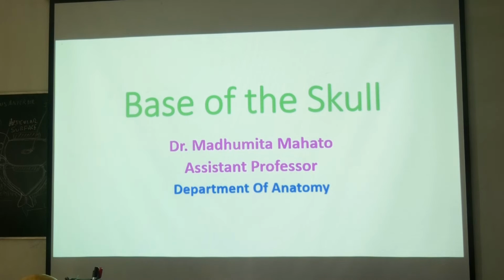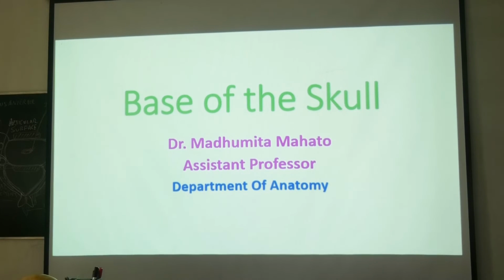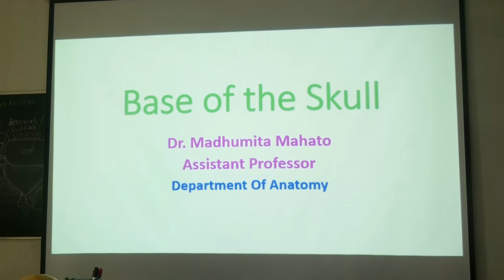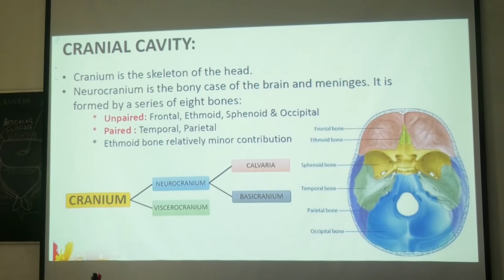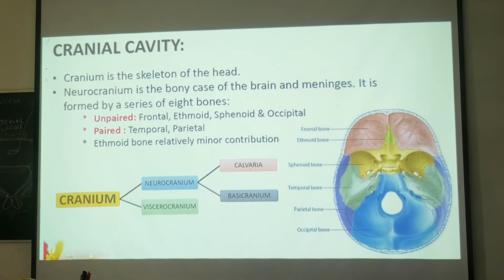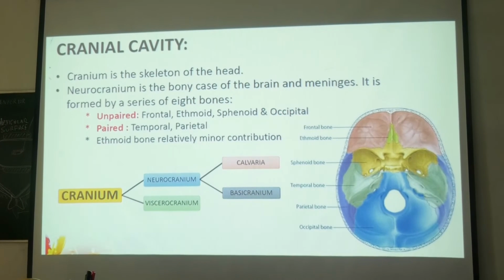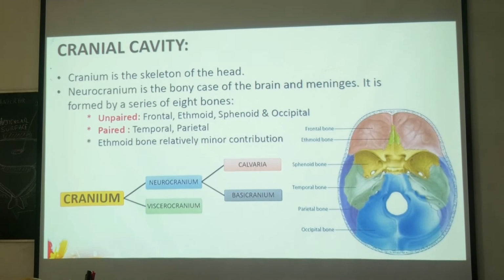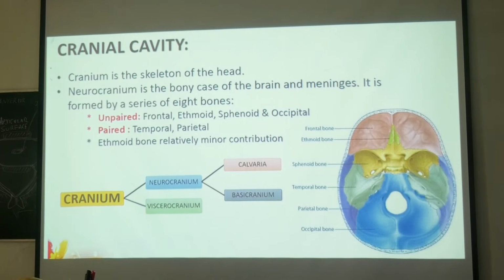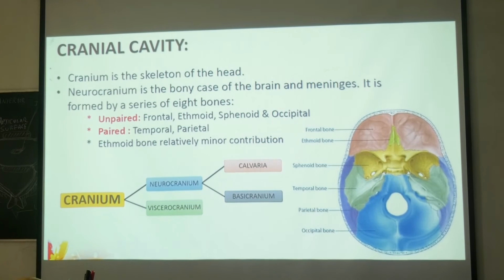So today's topic is the interior of the cranium, okay, base of the skull mainly. We will discuss the three cranial fossae: anterior, middle and posterior cranial fossae, okay. So the cranium is the skeleton of the head, and the neurocranium is the bony case of the brain and meninges. It is formed by a series of 8 bones.